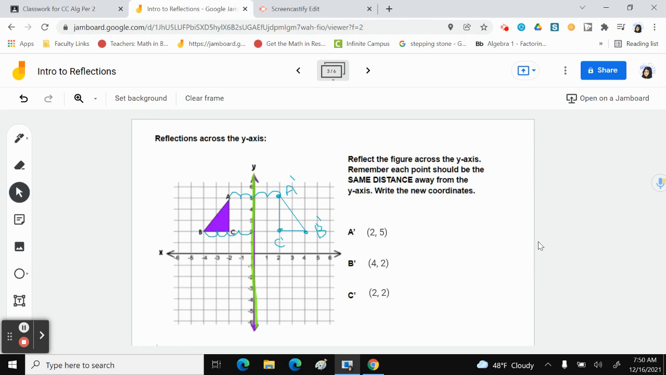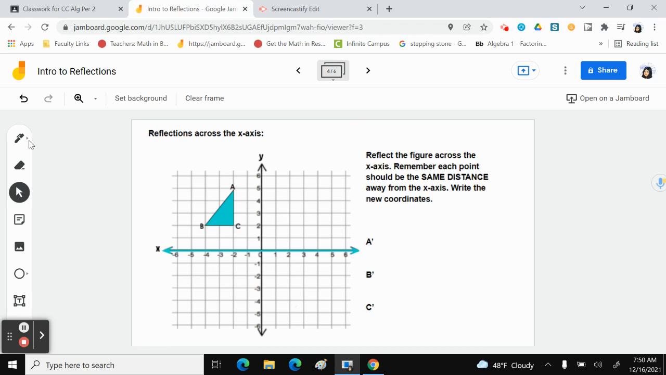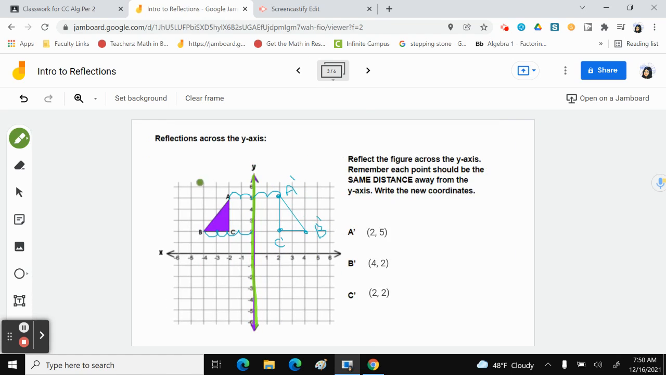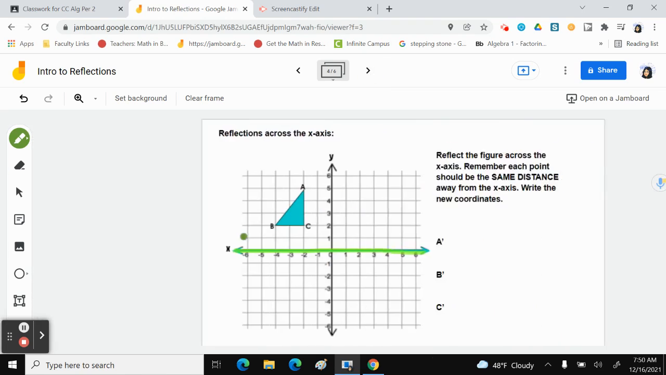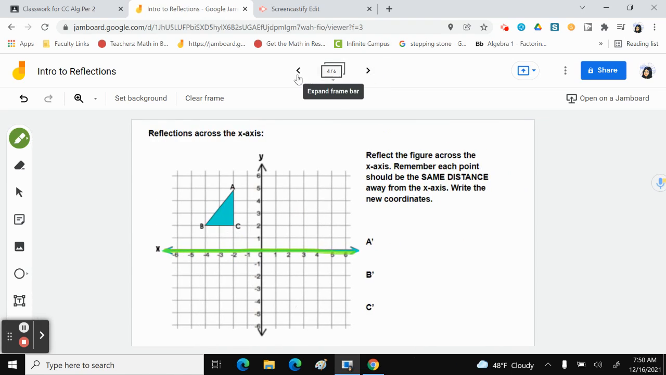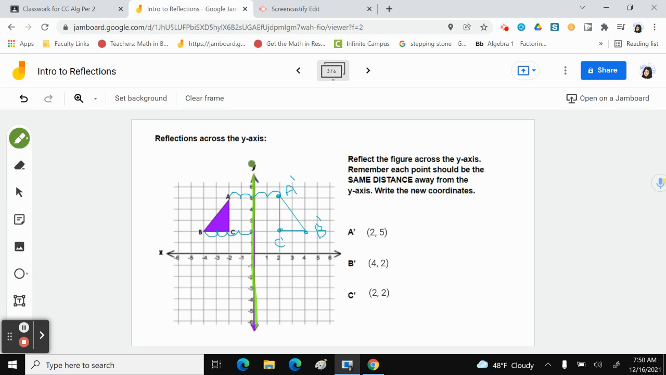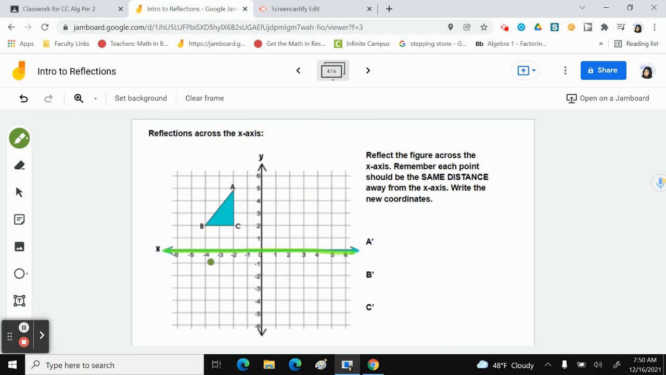All right. Let's take a look at reflecting over the x-axis now. Same exact deal. I want each of my points to be the same distance from the line of reflection. Just rather than thinking of a mirror going this way, our mirror is going to be this way. You could also think of it as folding your paper in half vertically and having everything match.